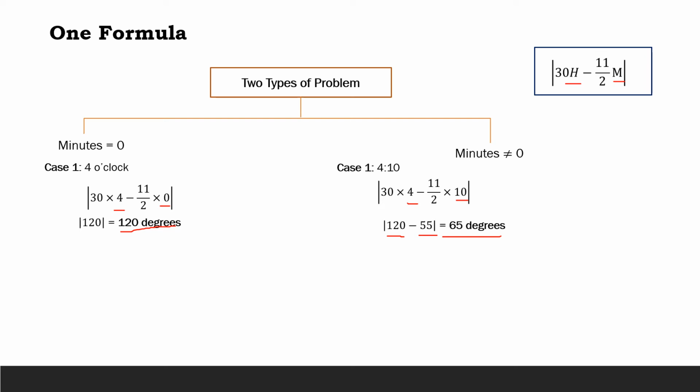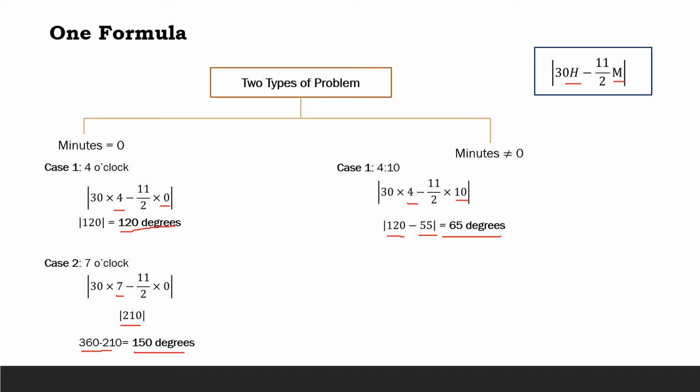Moving on to case number 2, when minute is equal to 0. There will be cases like 7 o'clock, 8 o'clock, 9 o'clock. In such a scenario, the degrees you'll get for 7 o'clock is 210 degrees. Then for 8 o'clock you get 240, and for 9 o'clock you get 270. In such cases you have to subtract that value from 360, so for 9 o'clock the answer will be 90 degrees, and for 7 o'clock it is 150 degrees. All you need to keep in mind is that whenever the answer from this formula crosses 180, you have to subtract that value from 360.